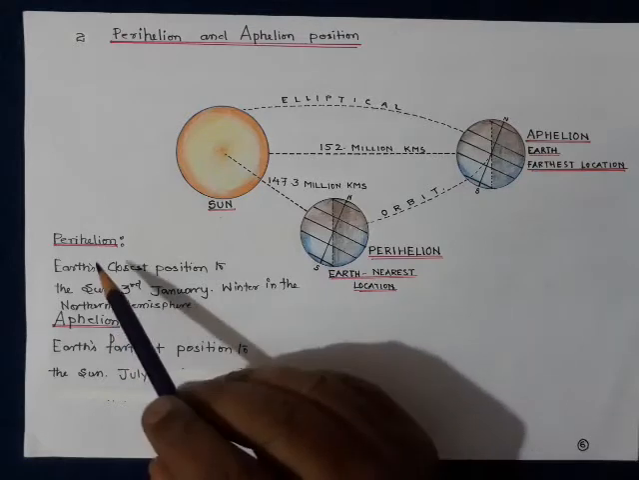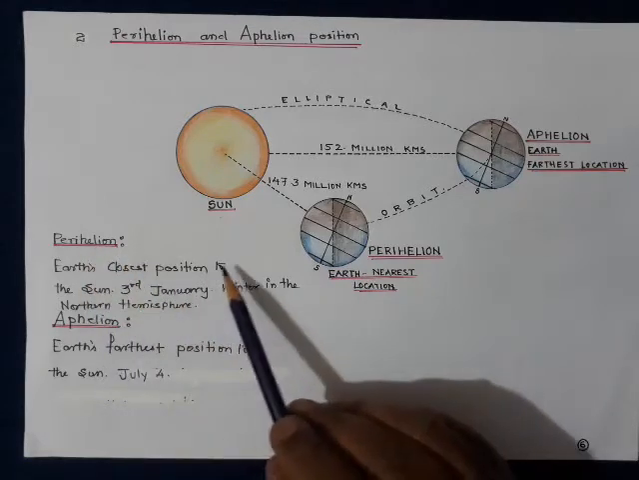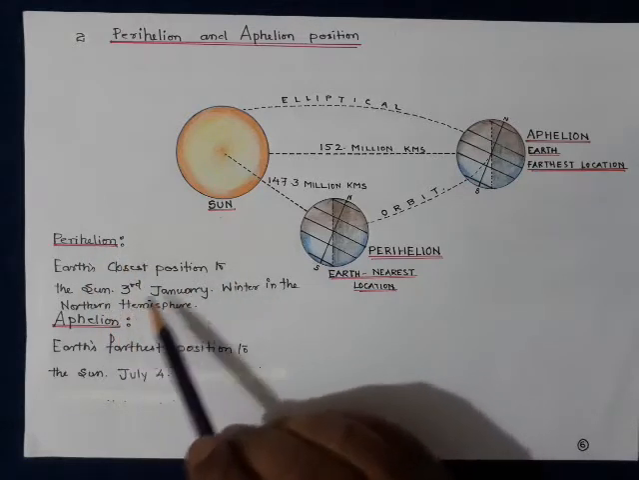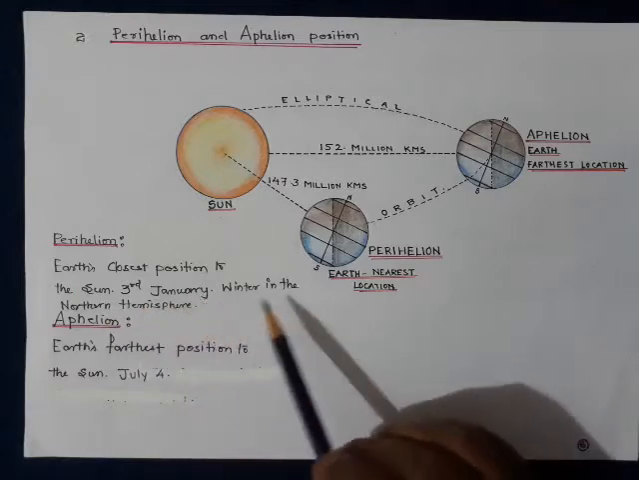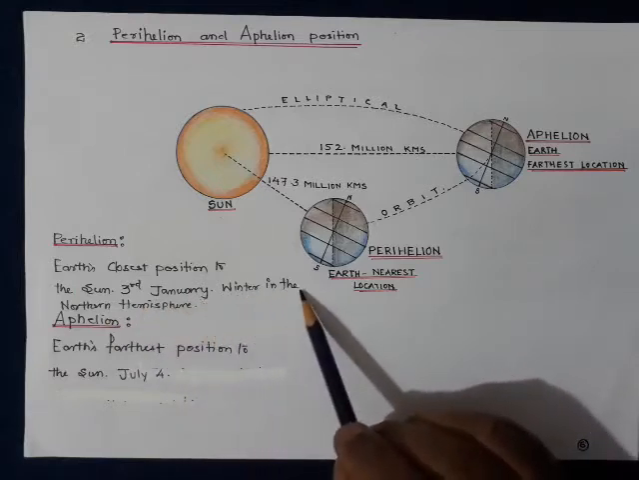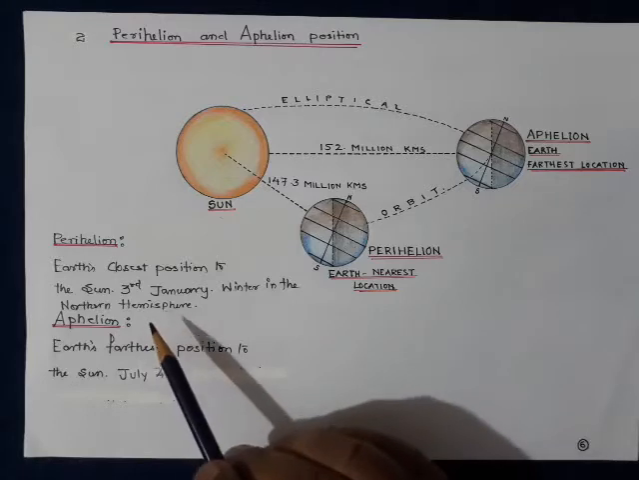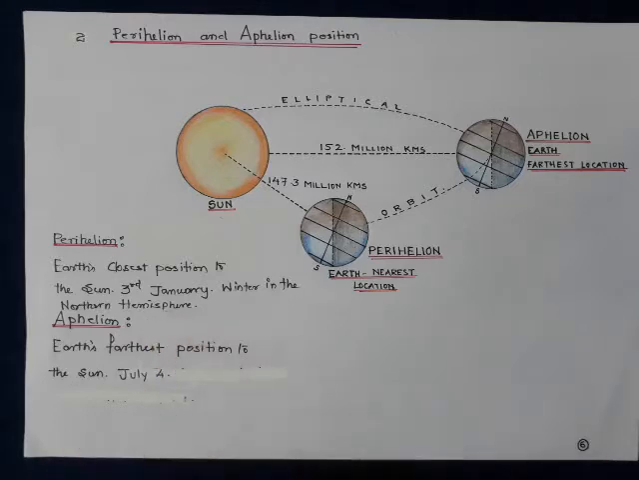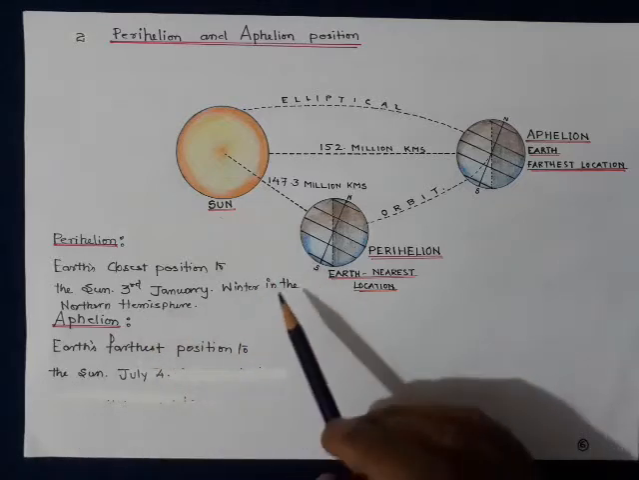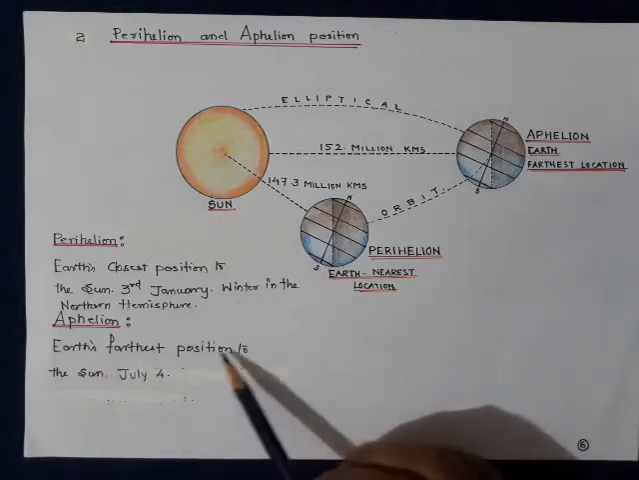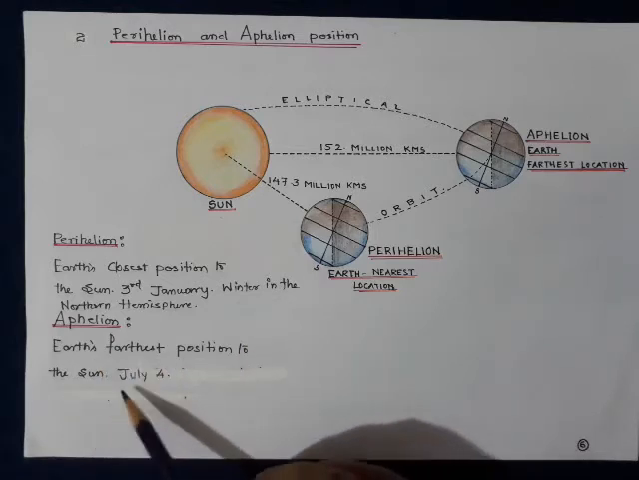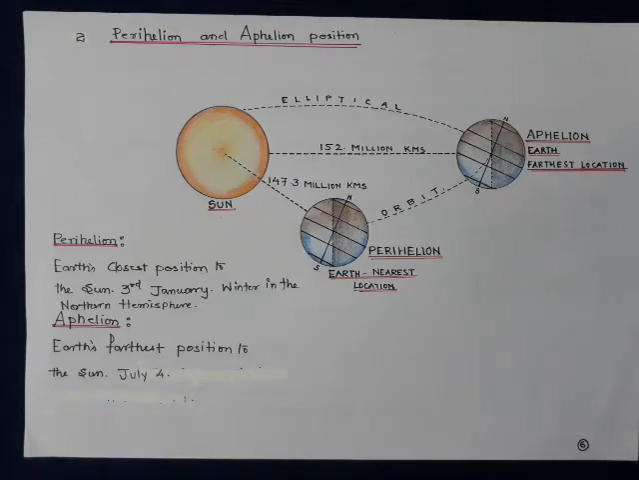So coming back, perihelion, the earth's closest position to the sun on 3rd January. It is winter in the northern hemisphere. Why? Because the northern hemisphere is away from the vertical rays of the sun, whereas aphelion is the farthest position to the sun on July 4th.